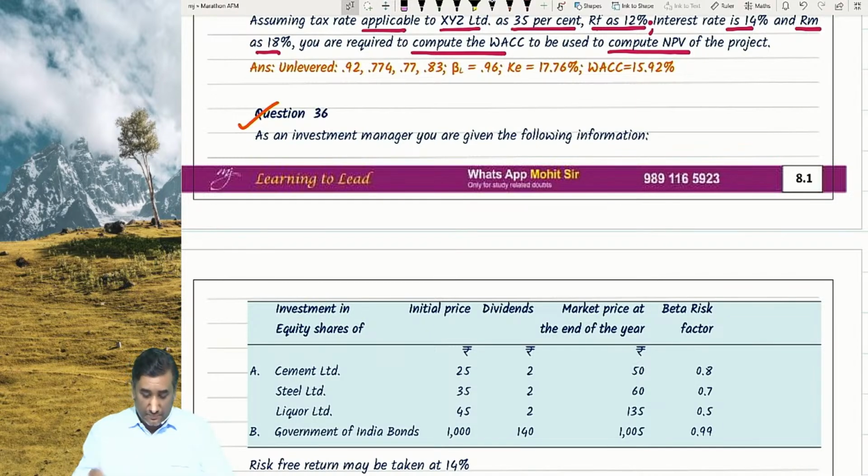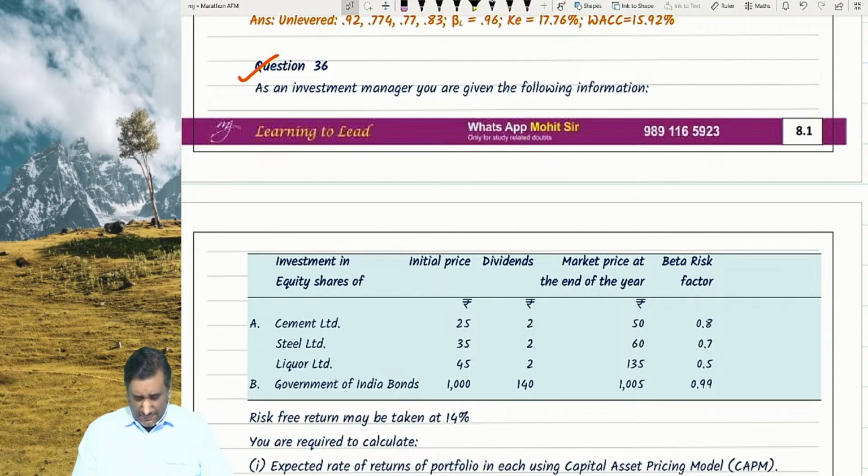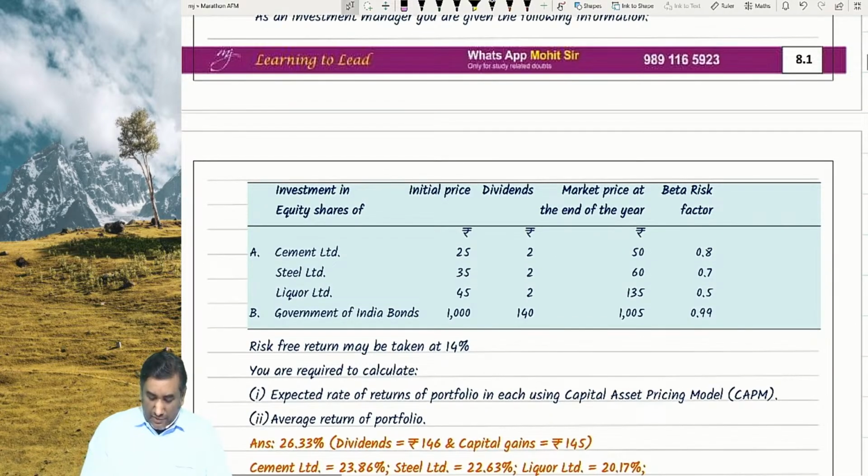Question number 36. It was a simple question. As an investment manager, you are given the following information. Investment in equity shares of Cement Limited, Steel Liquor, Government of India bonds: initial price, dividends, market price at the end of the year, and beta. Risk free is given at 14%, and you are required to calculate the expected returns of the portfolios in each using CAPM.